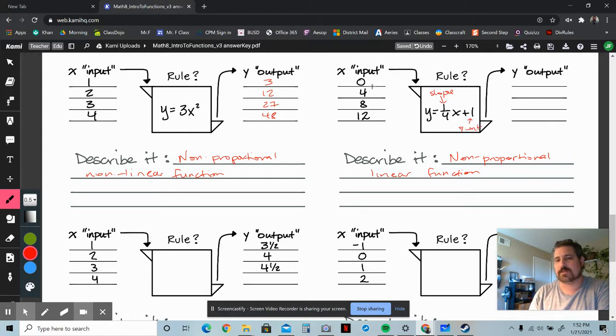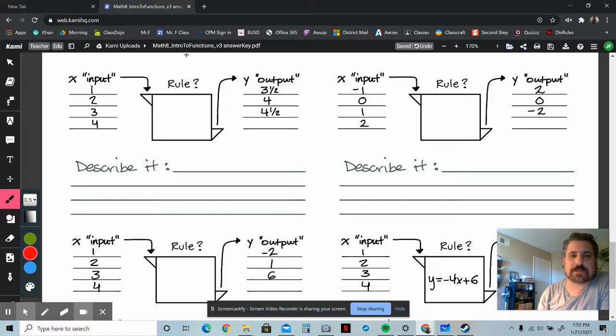And we can now plug in. 0 times a fourth is 0. 0 plus 1 is 1. 4 times a fourth is 1. 1 plus 1 is 2. 8 times a fourth is 2. 2 plus 1 is 3. And then 12 times 1/4 is going to be 12/4 or 3. And 3 plus 1 is 4. And that's how you do that.